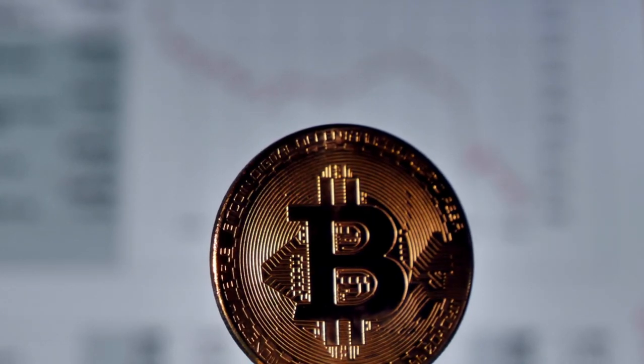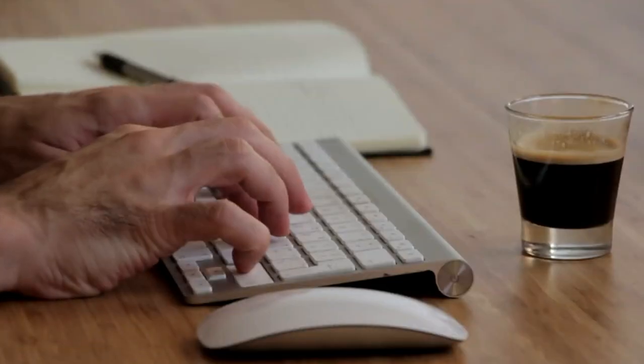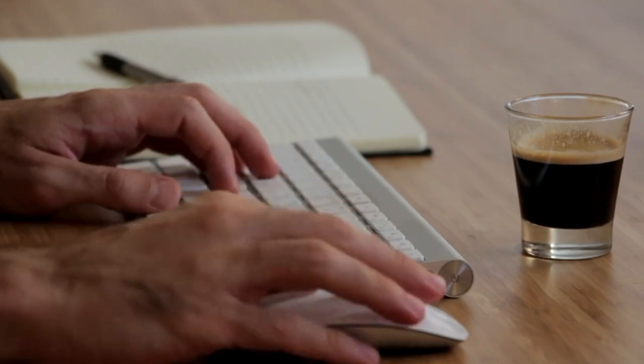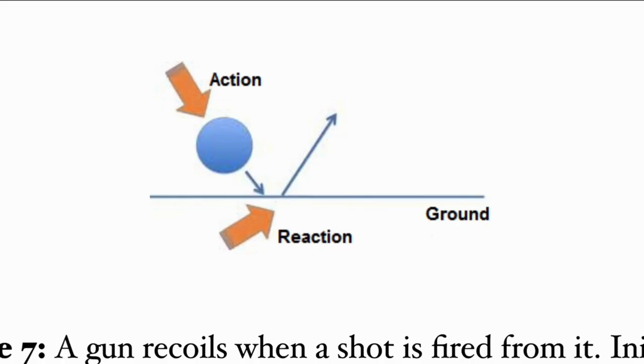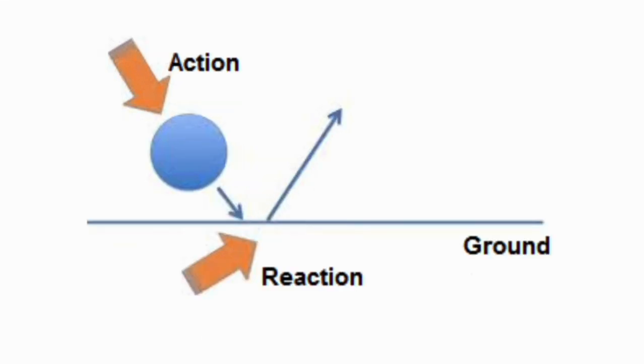You know the law of action and reaction? To every action, there is always an equal, opposite, and simultaneous reaction. As you can see in this image, a ball bouncing back from hitting the ground is a perfect example of action and reaction. This blue ball striking the ground with certain force is action, and the ground pushing back the ball with equal force is reaction.